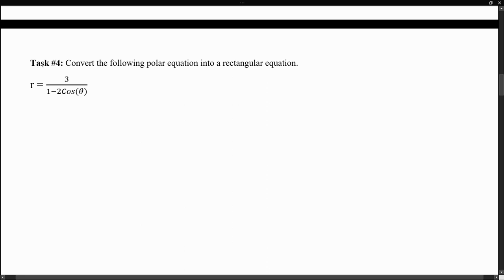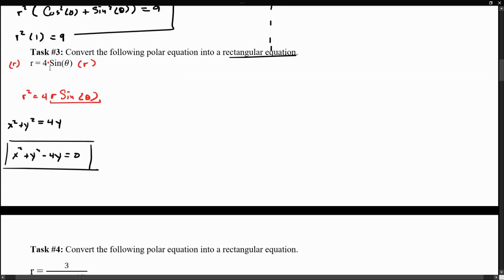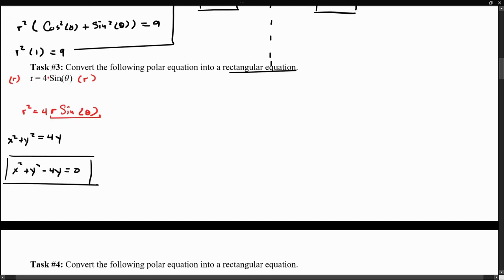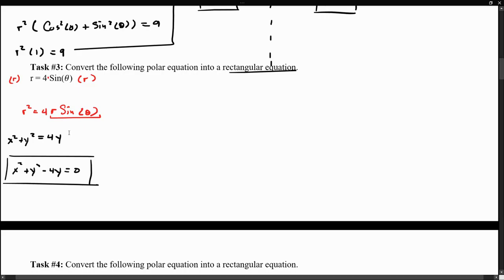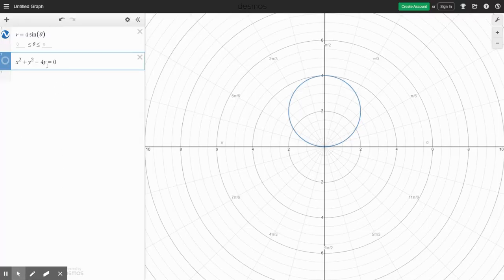Actually, before we go into task number 4, let's verify our results. Let's see if we actually have the same equation. So let's graph the function r equals 4 sine of theta. So here we have our function 4 sine of theta. And now let's see if we have the same graph if we graph the function x squared plus y squared minus 4y equal to 0. So here, notice that our first equation is in terms of polar form.